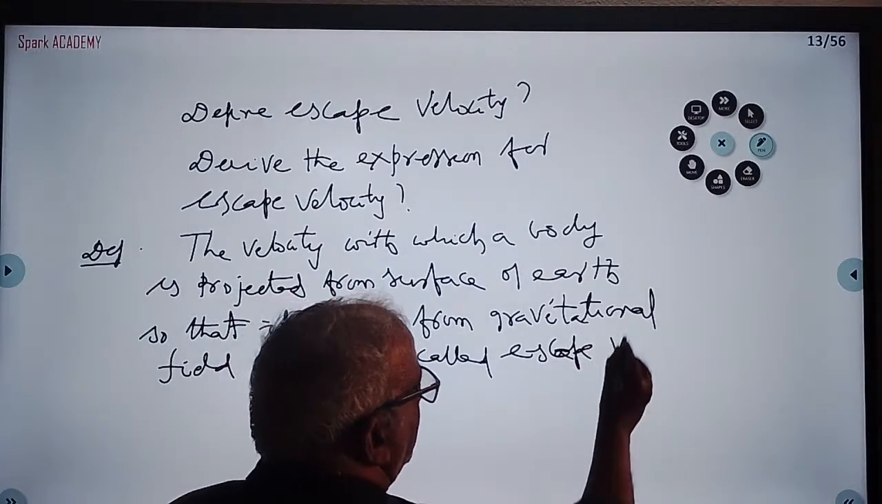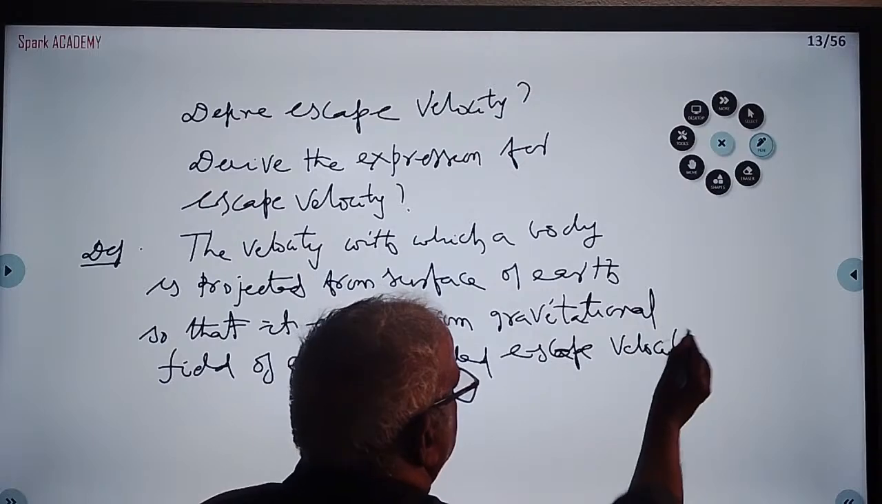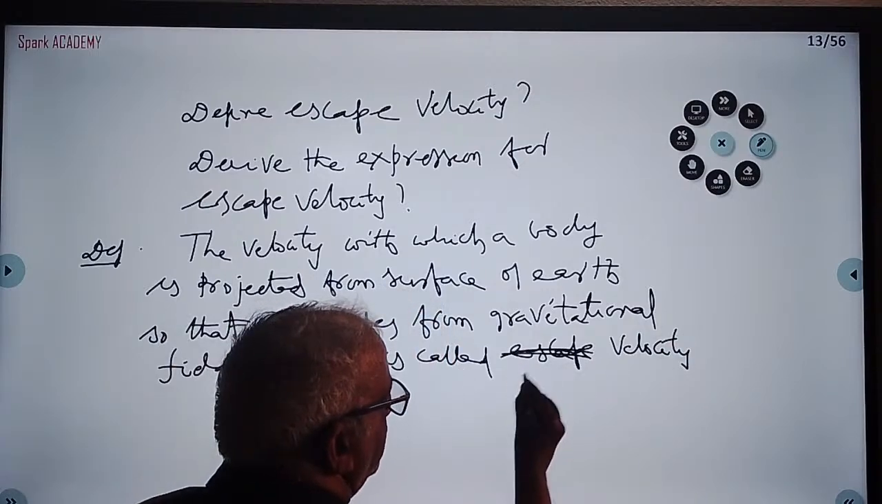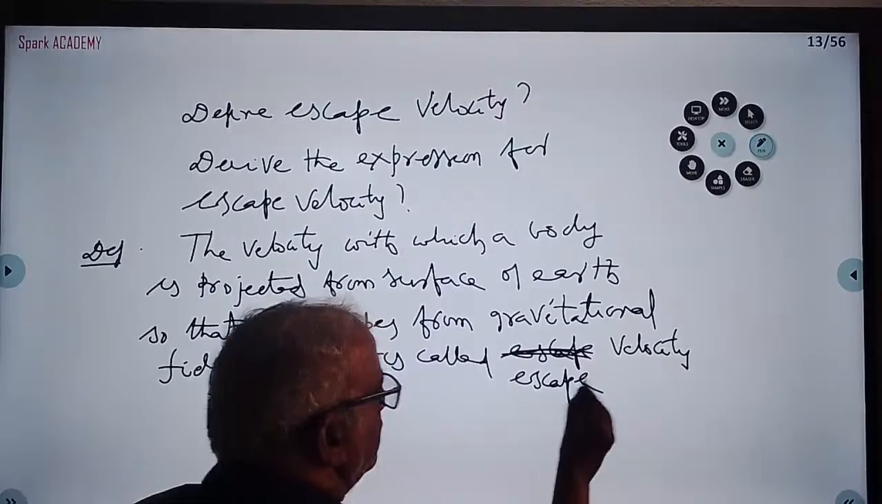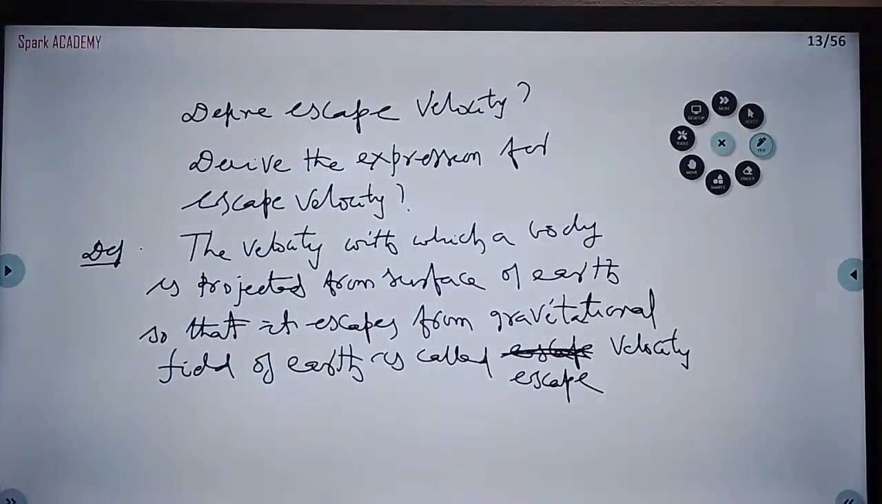Escaping from where? Escaping from the gravitational field. Friends, is this word clear or not? Escape velocity is given by the letter VE. Now I am deriving the expression. How do you derive? Nobody can separate a person from the surface of the earth, because you are bound to the earth. Object or person or anything, it is difficult to separate from the earth. You have to give such a very large velocity so that it goes beyond the gravitational attraction of the earth.